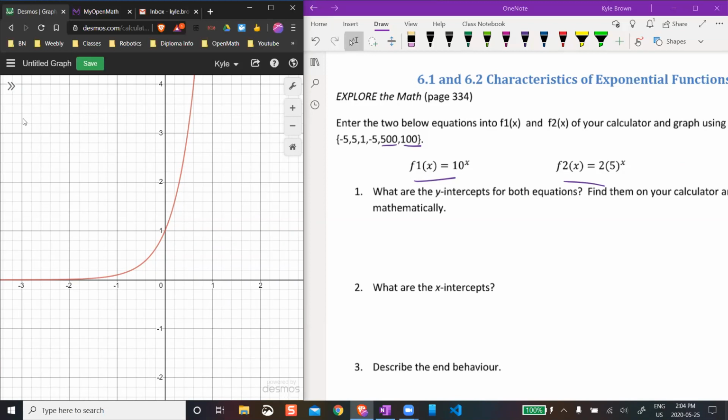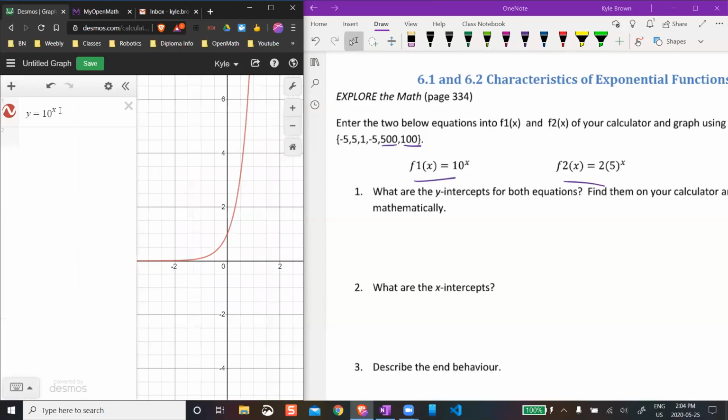So now let's type the other one in. Then we have y is equal to 2, and I'm going to write it the same way, so 2 times 5 to the power of x. So we can see that changed things a bit.